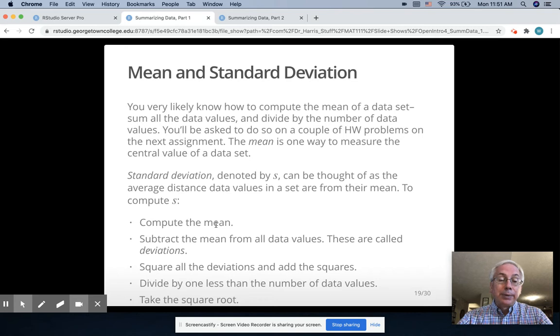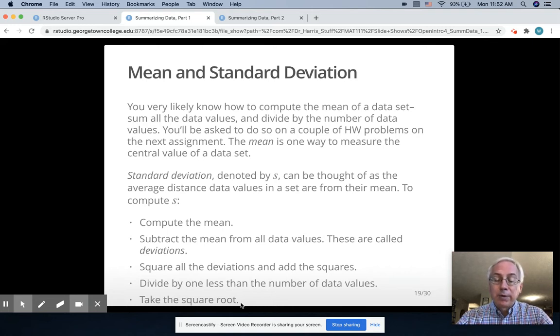Think about it as a 5-step process. The first step is to compute the mean of your data set. Because we need to calculate the distances from the mean, we need to find the mean first. And then we're going to subtract the mean from all the data values. That's going to give us what we call deviations. Then we're going to square the deviations and add those all together. We take the sum of those squares of the deviations, we divide by one less than the number of data values in our set. And finally, we undo that squaring by taking the square root. So it's going to be the square root of the sum of the squares of the deviations divided by one less than the number of data values.